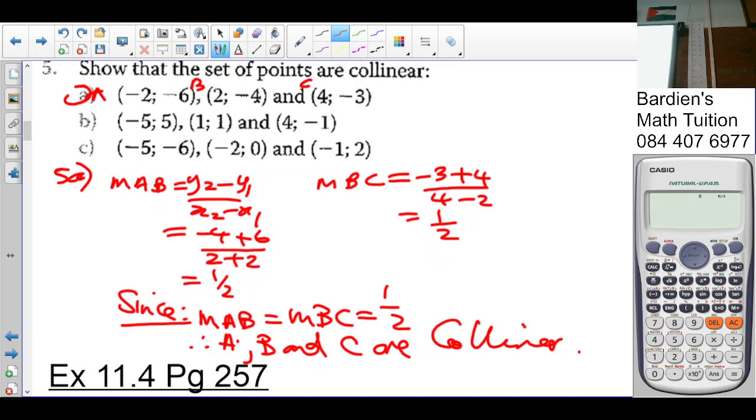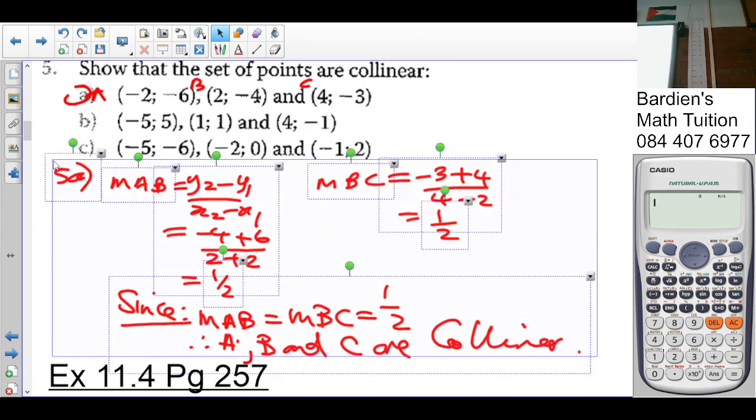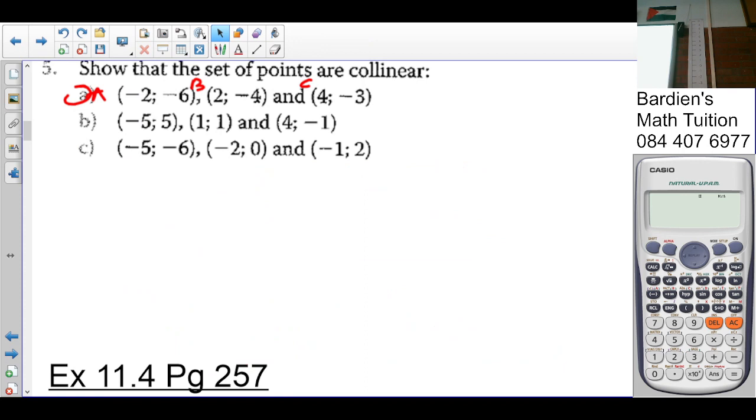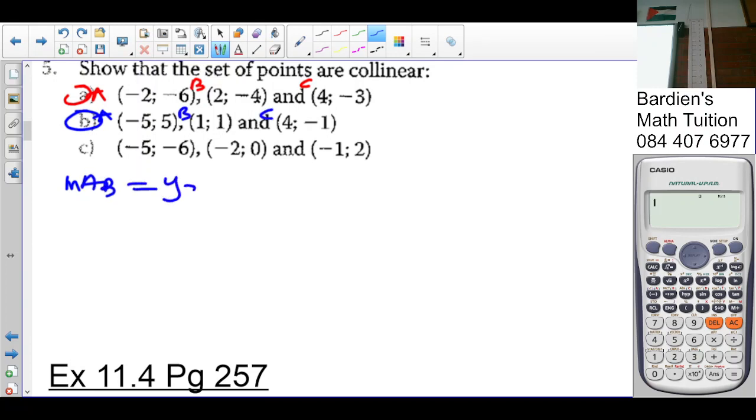Okay, you guys understand? Alright, let's look at B. Same story. So we call that A, B, and C again. So the gradient of AB is the change in y over change in x: y2 minus y1 over x2 minus x1. Or if you want to say yb minus ya over xb minus xa. However, if you say ya minus yb, it will be over xa minus xb. So let's do our thing.